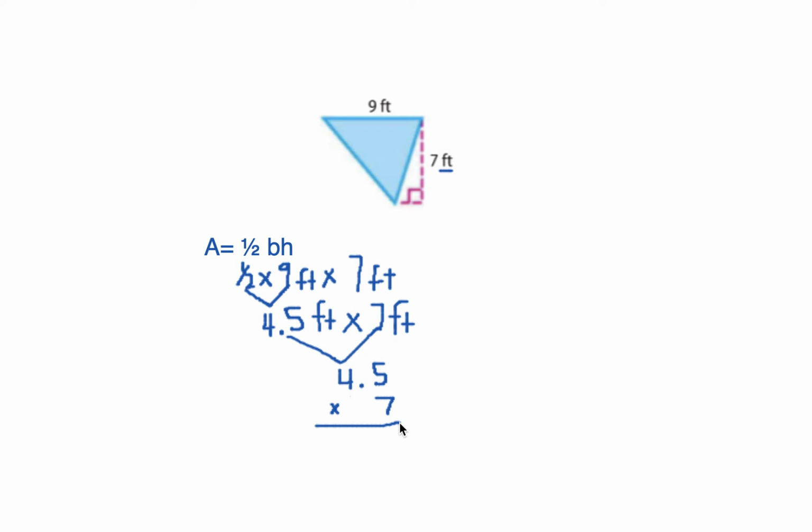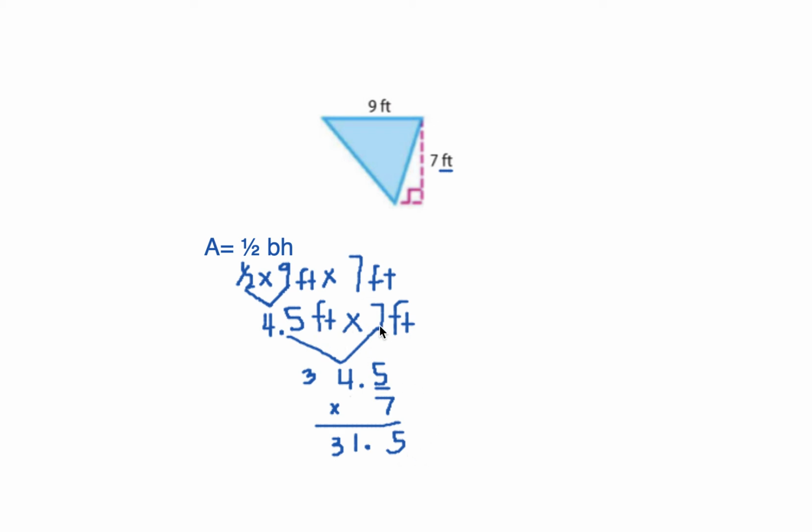Boom. 4.5 times 7. 7 times 5 is 35. 7 times 4 is 28 plus 3 is 31. And I put my decimal in a second. I have one number after the decimal, so I go 1 decimal. Notice how I left that space intentionally.